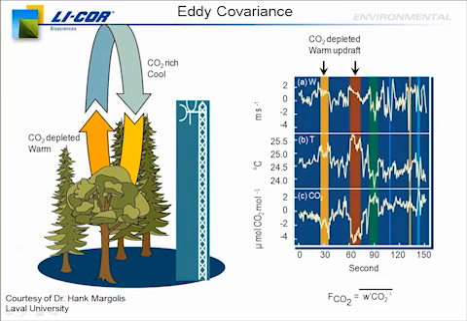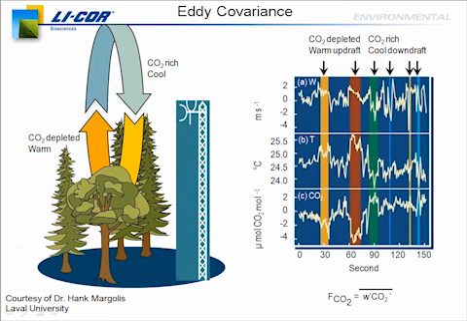Then over here we've highlighted a few areas where we've got downdrafts that are cooler, and you'll see higher CO2 concentrations. And so the flux of CO2 just relates to the vertical wind speed and the CO2 concentration and how those come together. So that's the general idea in very basic terms behind Eddy Covariance.